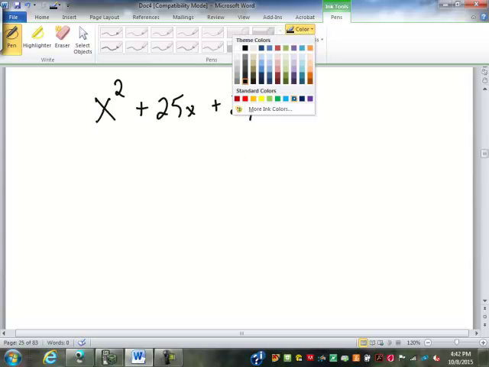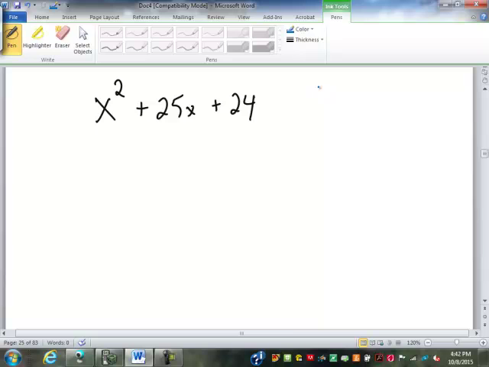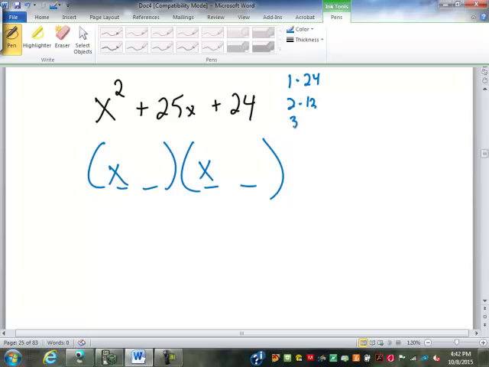So here, common factors? No. So we're splitting it up into two binomials. X times x would still make x squared. 24 can be 1 times 24, 2 times 12, 3 times 8, or 4 times 6. Which one do we want to use? The first one. Positive 1 and positive 24.